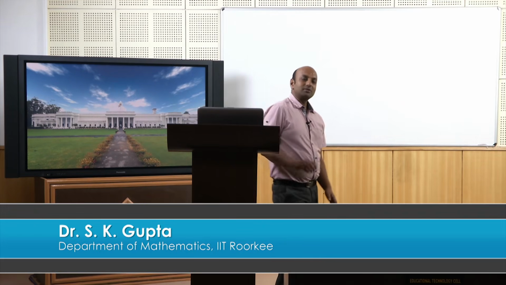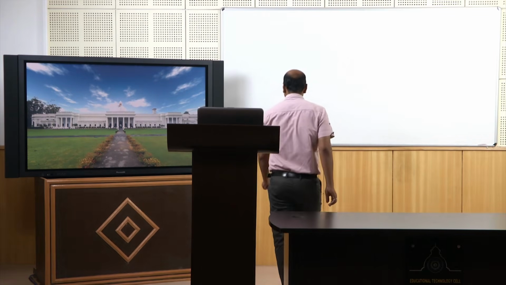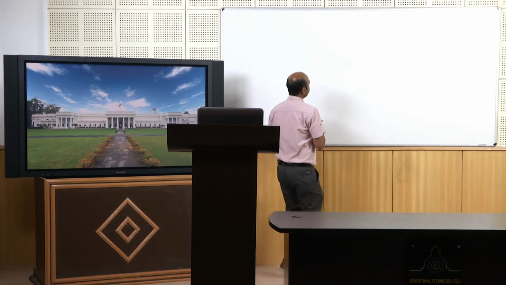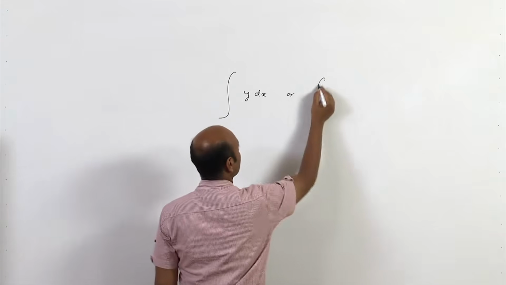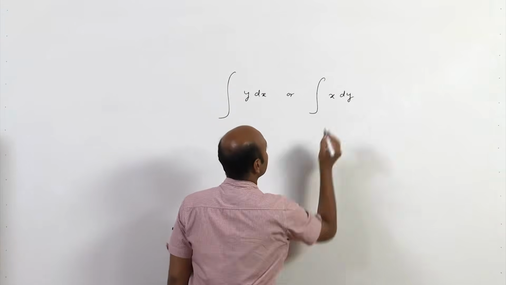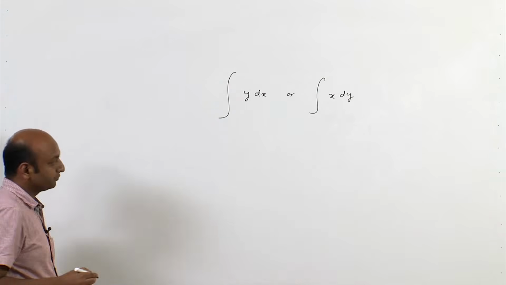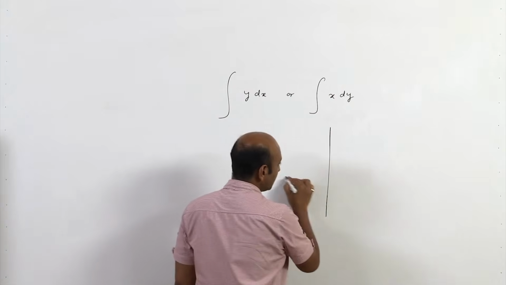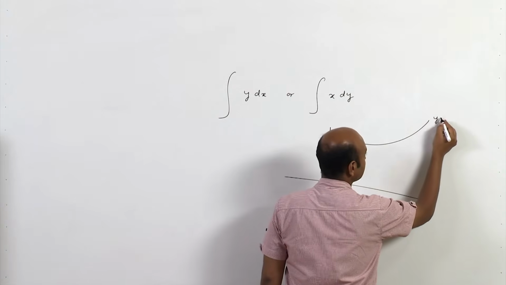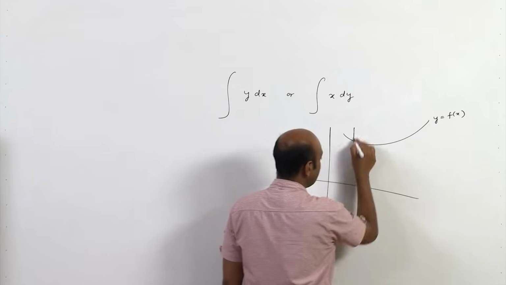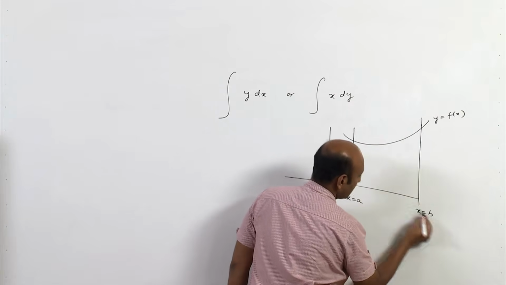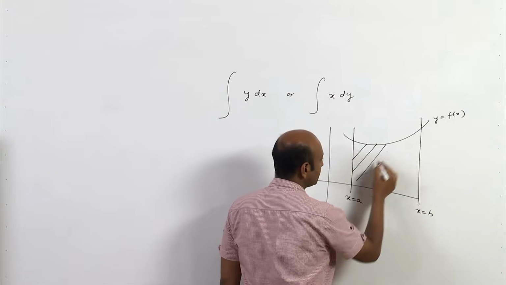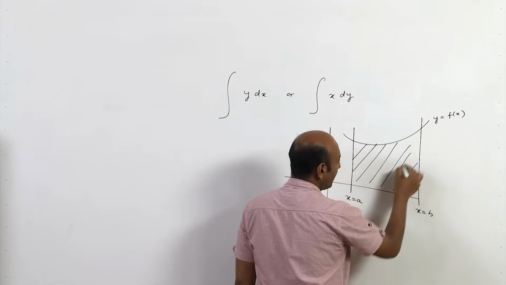Now we already know what integral y dx or integral x dy gives. You see, when we talk about integral y dx or integral x dy, what does it give? It gives area. When you have a curve, say y equal to f(x), and x is varying from a to b, and you are interested to find out this area, how do you find it?